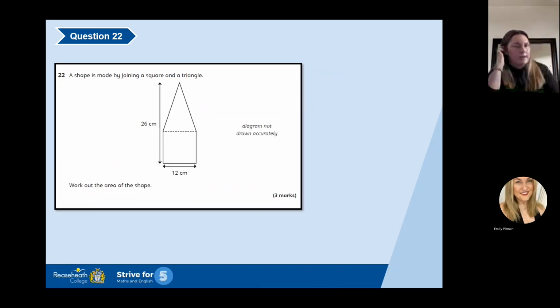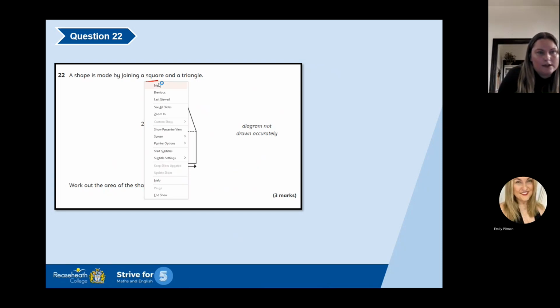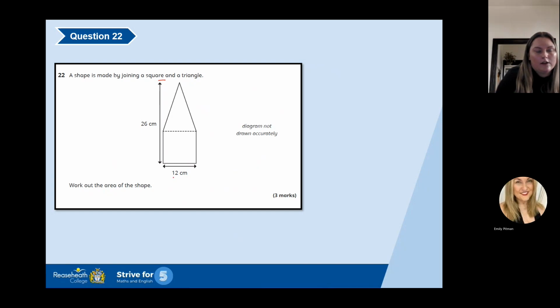Okay, a shape is made by joining a square and a triangle. Work out the area of the shape. Okay, so the key word here that I've noticed straight away is a square. So that tells me if this is 12 centimetres, this will be 12, this will be 12, and this section here will be 12. So to work out the area of this shape, I can do 12 times 12, which equals 144. Again, you can do that on your calculator.